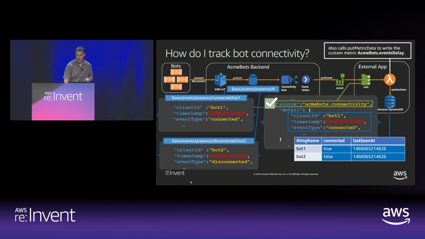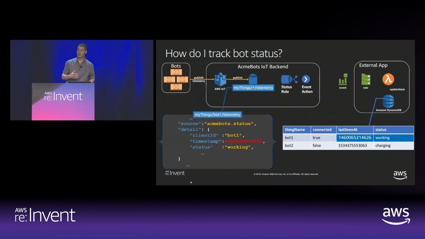an action. So in this case, what we're doing is we're using that event to trigger an update item and update our DynamoDB table. And that table has the last seen time, as well as if it's connected or not, and the status. And this also creates a custom metric. So we want to track the event delay, so the delay in time between us having the event happen on the back end and having that event created and taken action on the front end.